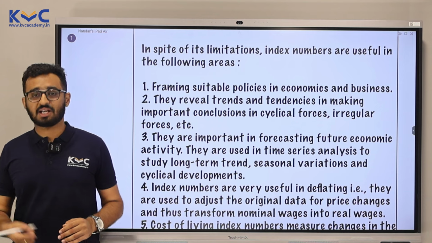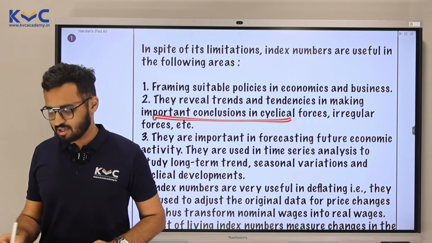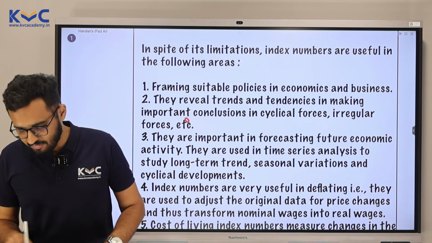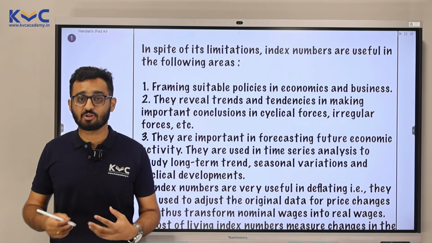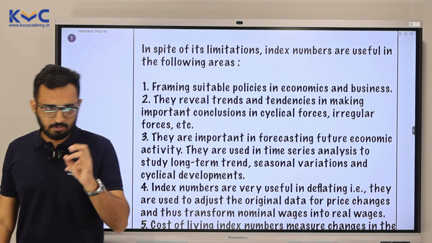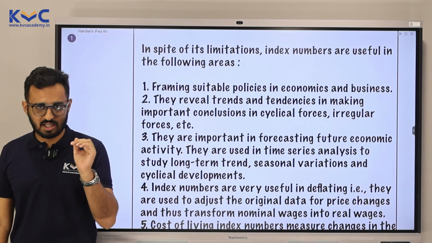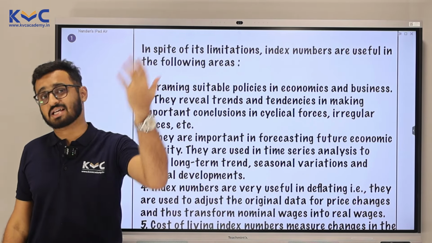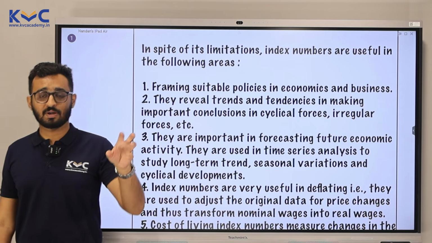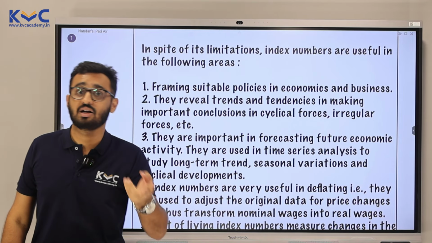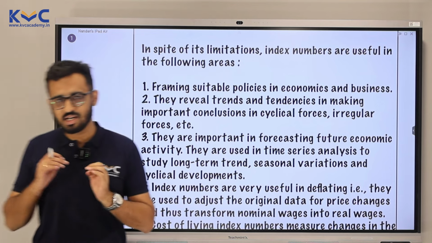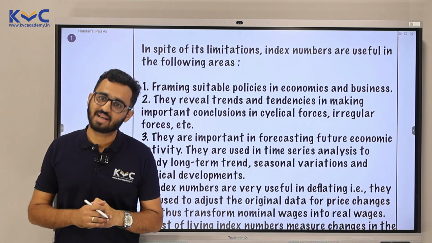Next, they reveal trends and tendencies in making important conclusions in cyclical forces, irregular forces, etc. So whenever there is an important trend that you're observing, it reveals trends and tendencies in making important conclusions. So it helps you detect what is happening. If you see that the price is increasing exponentially, you get to know through an index number. Let's say the base year is 100, and for a particular year, the price index comes to be 200. It means that it has doubled. So these kinds of trends can be detected early with the help of index numbers.